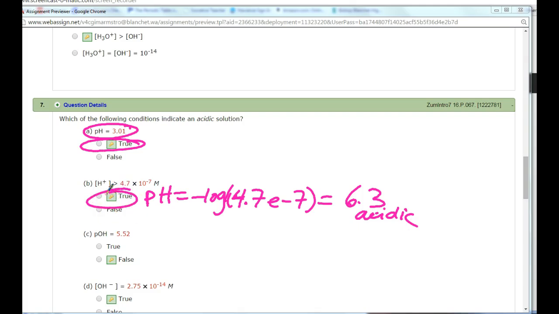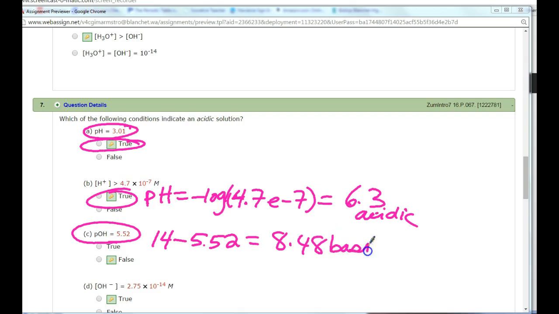The next one gives you pOH, and that doesn't quite tell you if it's acidic or basic unless you've memorized that. So what I do is I just solve for pH, and all you do is go 14 minus that number, and it'll give you the pH, and that equals 8.48. 8 is bigger than 7, so it is basic.